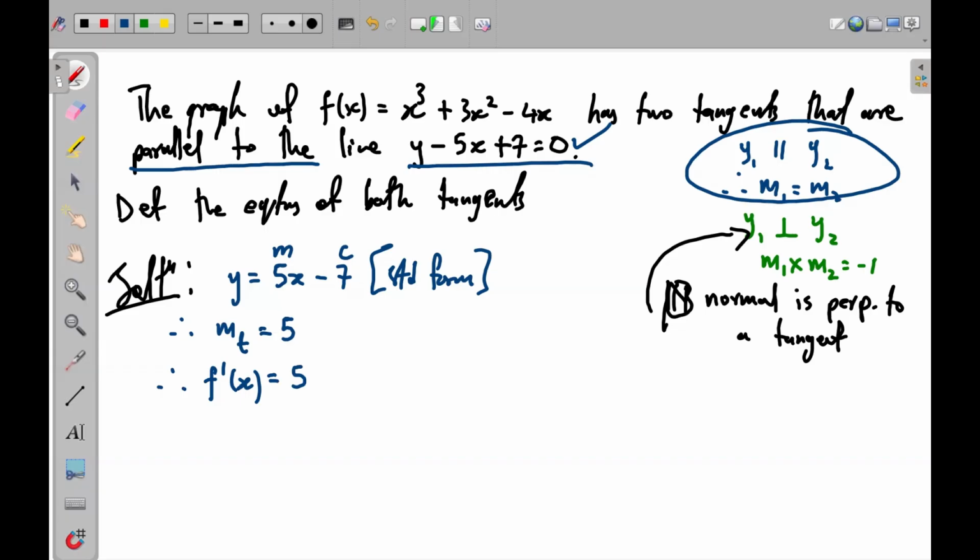Okay? Now, what is the derivative? Okay, remember we have to find the equations of these. So what is the derivative? You will note that the derivative is 3x squared plus 6x minus 4. So this is already equal to 5. Now, just like that, I note that I have a quadratic equation, and this makes sense because I'm expecting 2 points of tangency here, so I must have 2 x values.